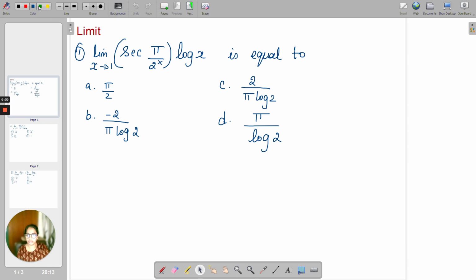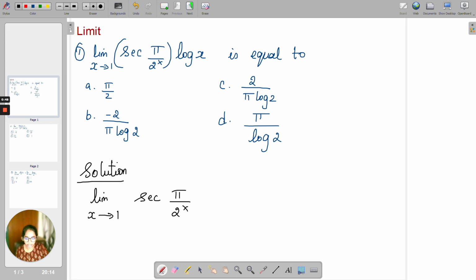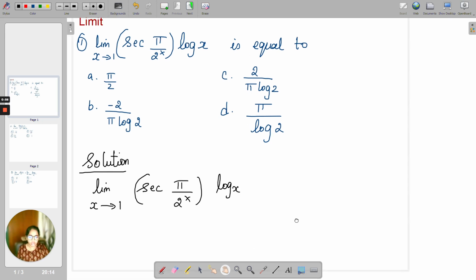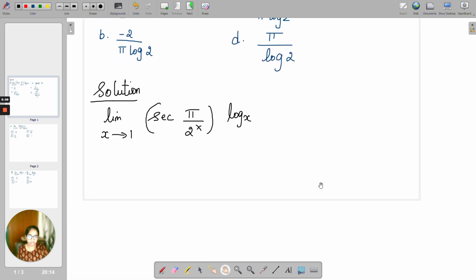Let me write that down. So the solution: limit x tends to 1 of secant of (pi divided by 2 power x) into log x. Secant x is the reciprocal of which trigonometric function? Can you recall? Was it sine, tan, or cos?